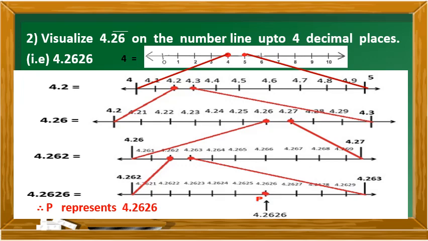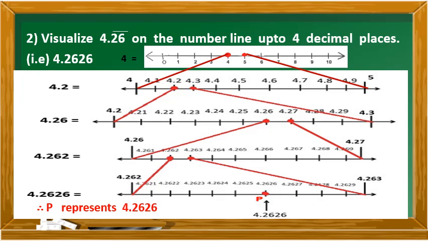Draw a number line next. Divide it into again 10 equal parts. And again the first point should be 4.262 and the last point should be 4.263. Now write points, that is start marking it as 4.2621, 4.2622, 4.2623 and so on till we reach 4.2629 and at last 4.263.